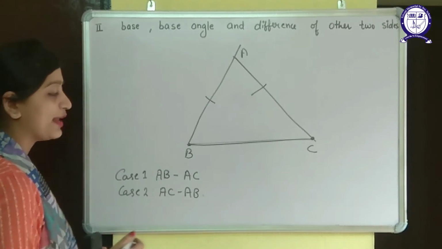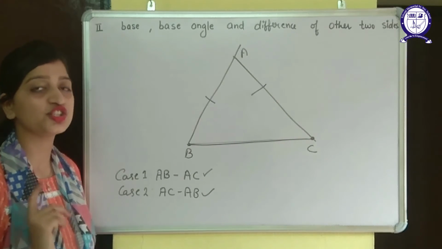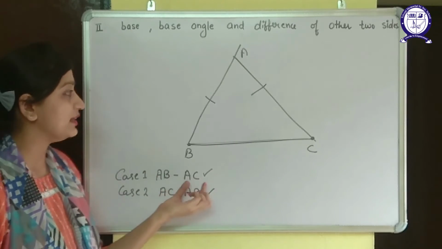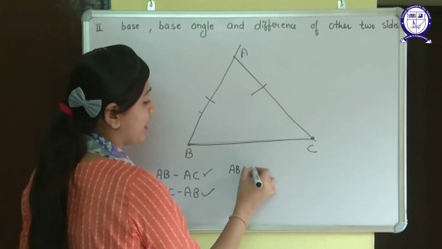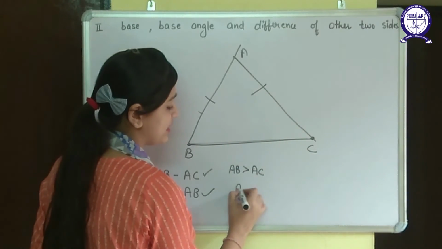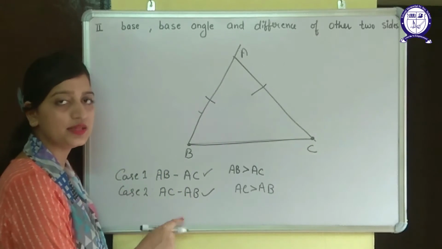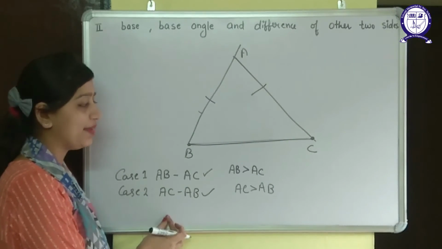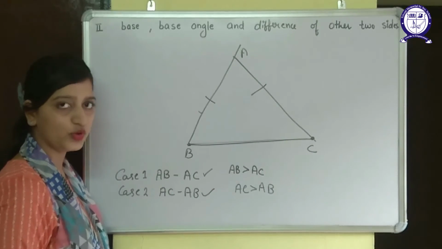In the question it can be in this form or in this form, and in both cases the constructions are different. So let's take case 1. AB minus AC means AB is greater than AC, and AC minus AB means AC is greater than AB. Because AC is greater than AB, we take AC minus AB. If AB is greater than AC, we take AB minus AC.